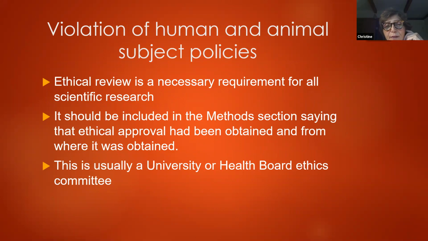As you know, there have been instances in the U.S. that have been reported even somewhat recently where there's been violation of human and animal subject policies. Ethical review is a necessary requirement for all research now. It should be included in the methods section saying that ethical approval had been obtained from where it was obtained. It just needs to be one sentence at least.